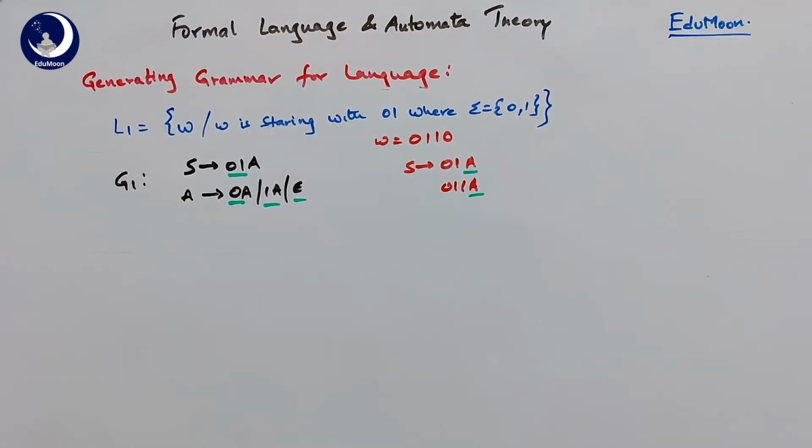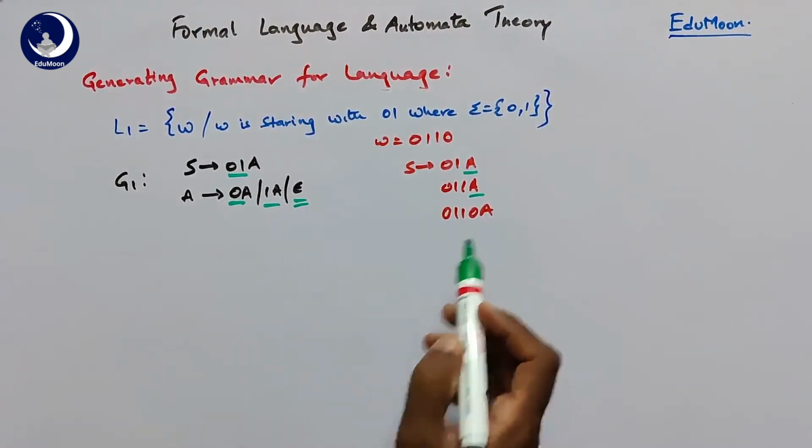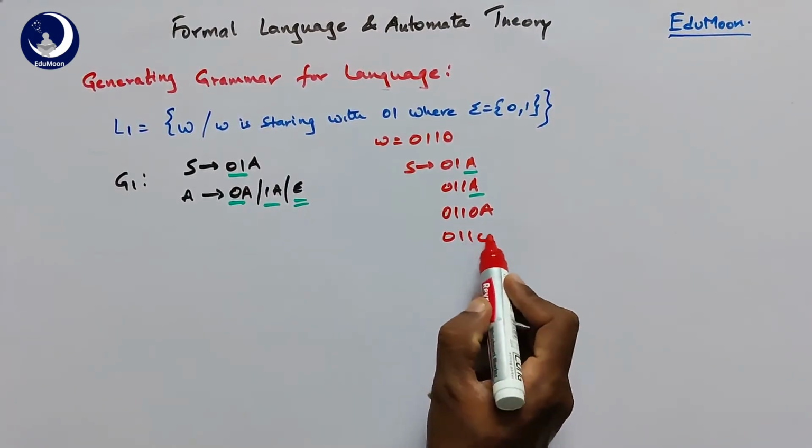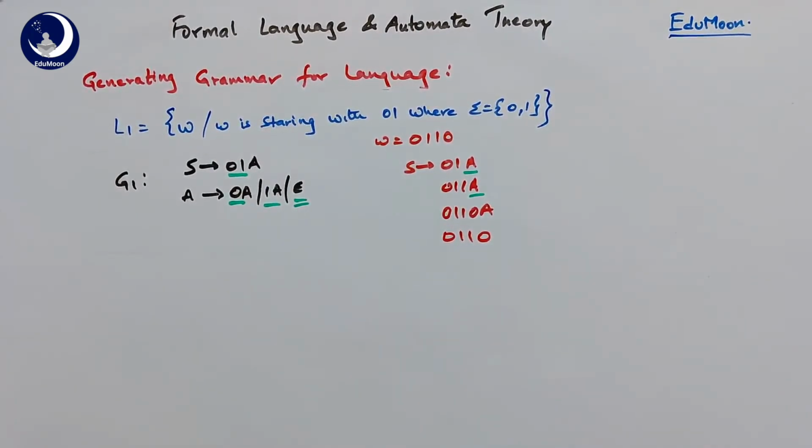Now again, using the first production rule A equal to 0A, we can write that as 0110A. Finally A can be substituted using epsilon and we can halt here. So the string that is available is 0110. This is how we generate a string using the grammar for the language L1.